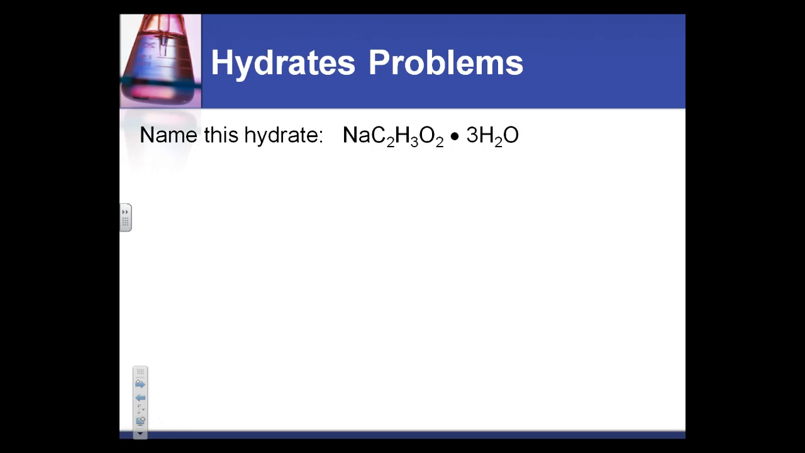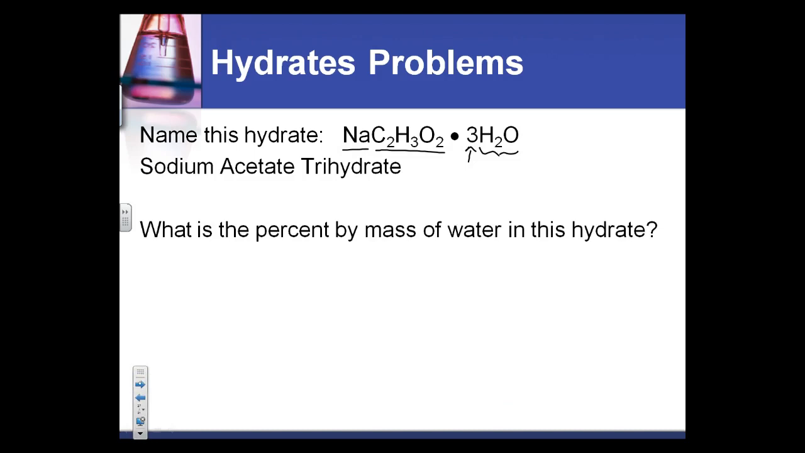So we have to name the ionic compound, and you should have recognized that we have sodium, and then this is our polyatomic ion acetate. So this is just sodium acetate, and then we give a prefix for the number of water molecules, and the prefix for 3 is tri, and then the way we represent those water molecules trapped inside is hydrate. All right, so sodium acetate trihydrate. When we talk about these hydrates, we discussed how we could calculate the percent mass of water in a hydrate.